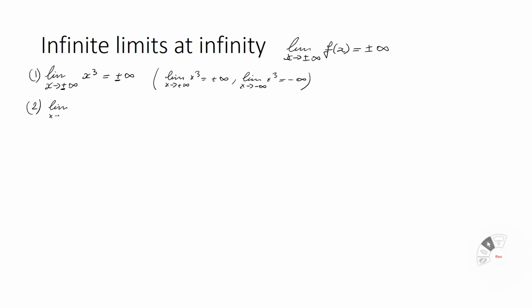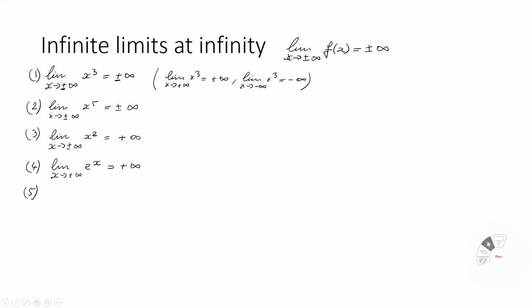Similarly, if you take higher order powers, so x to the power 5, no difference there. But if you take an even power, x going to plus or minus infinity of x squared, the square will get rid of the minus sign, so in both cases this is going to be plus infinity. And another example, the limit of x going to plus infinity of e to the power x. We've already encountered this one, it's plus infinity.